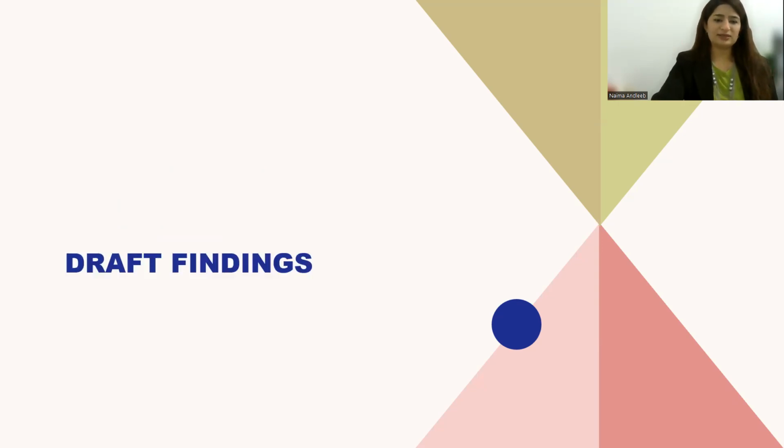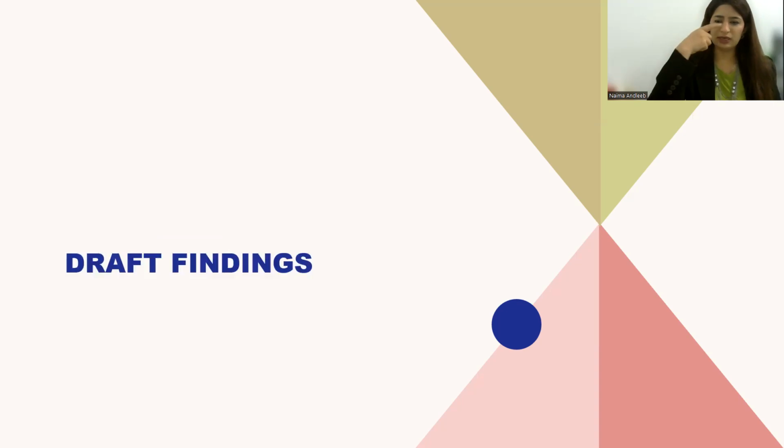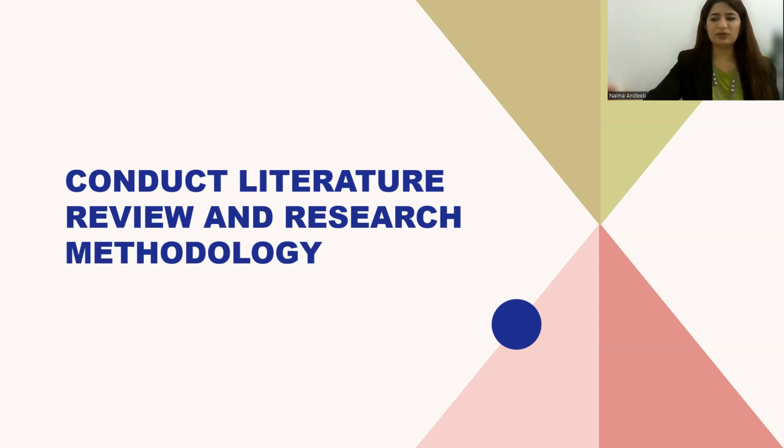Then draft your findings, whatever your findings and conclusions would be at the end of the thesis. But how to write your chapter 1 and how to proceed with other chapters, we will discuss further in other videos. So if you are going to draft your thesis, you need to start your work by conducting the literature review and research methodology.